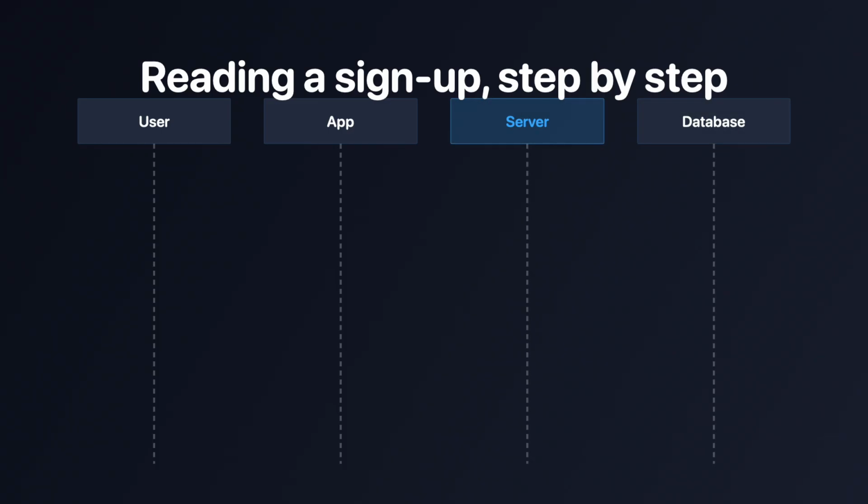Now follow the action. The user taps Sign Up. That's this solid arrow, pointing from the user to the app. A solid arrow is a request, one part asking another to do something and waiting for an answer.